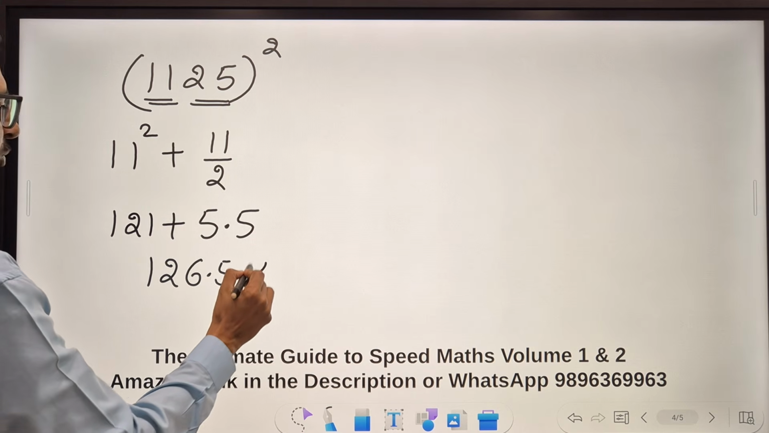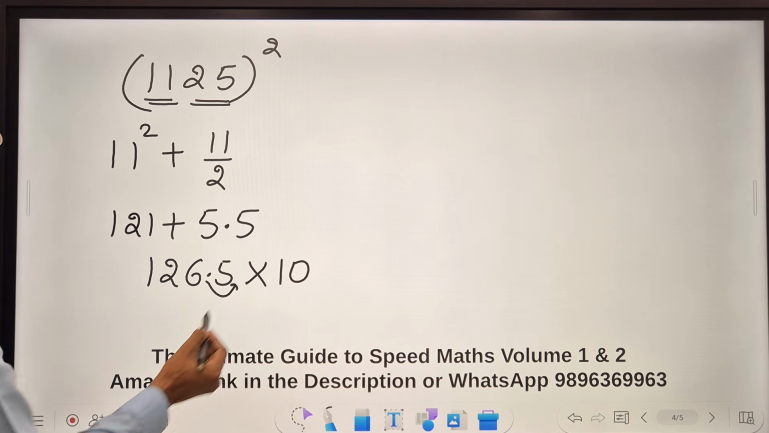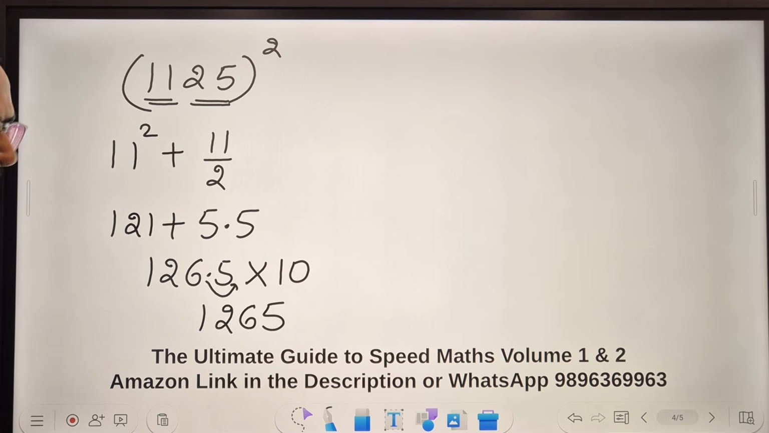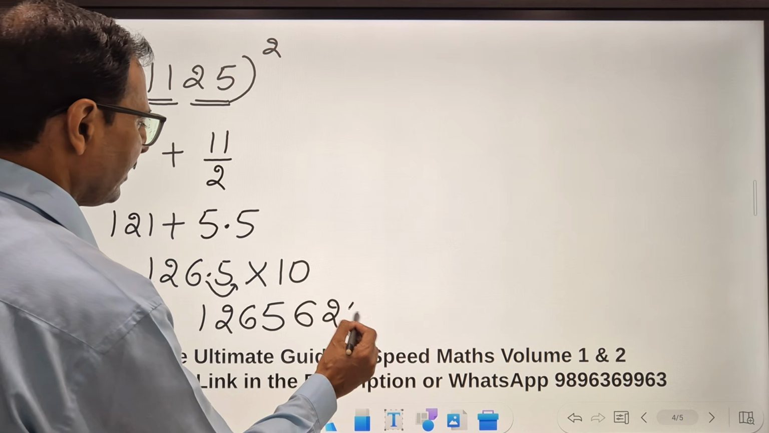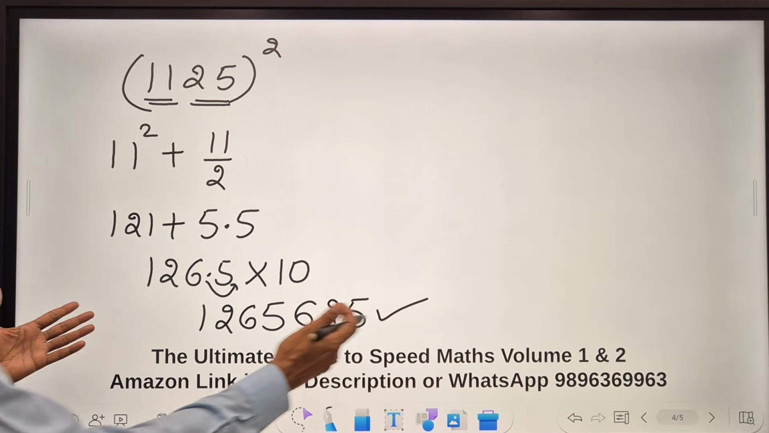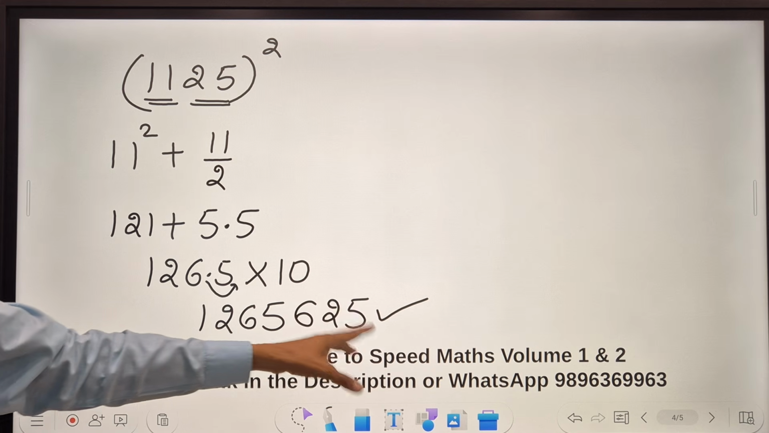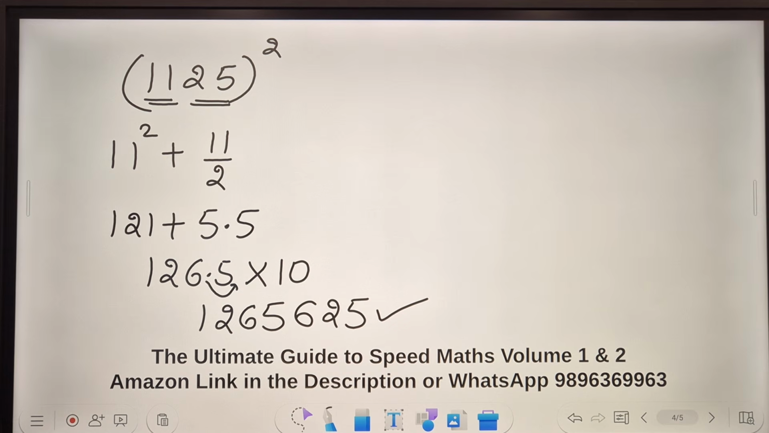126.5, which I have to multiply by 10. So the decimal moves one digit towards the right, giving you 1265. And what did I tell you? Whenever the number ends in 25, the answer always ends in 625. So just write 625 here and pick up the calculators again. 1125 square, is it 1265625? You will be surprised with the accuracy of the result.